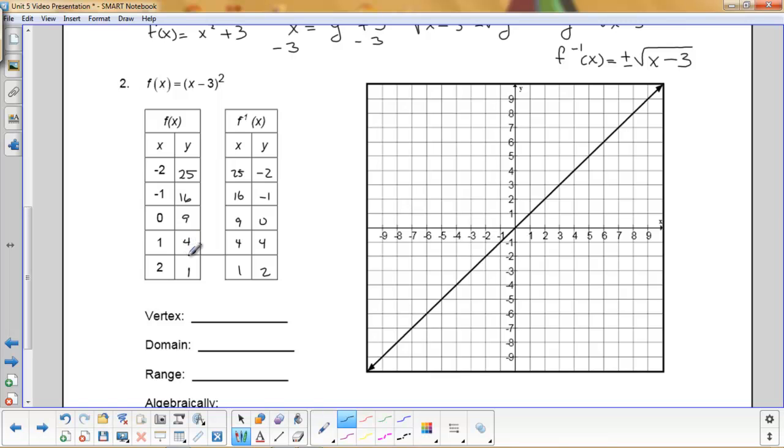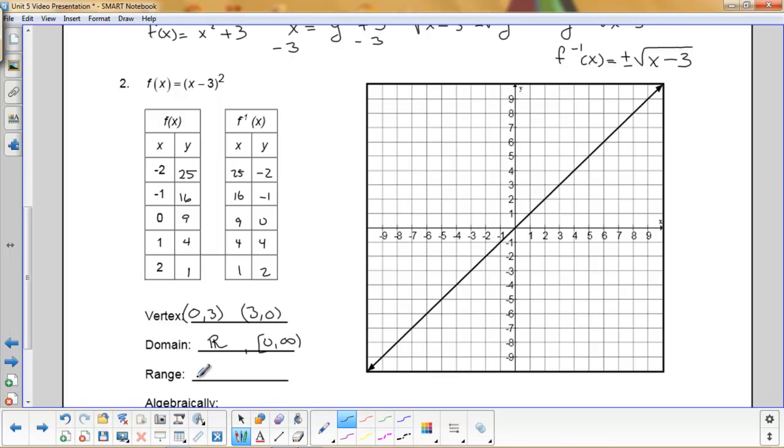All right, the vertex of the original is (0, 3). The vertex of the inverse is (3, 0). I hope you recall that pattern that you see here. We're simply switching the x and y values regardless. The domain of the original is all real numbers. The domain of the inverse is 0 to infinity.